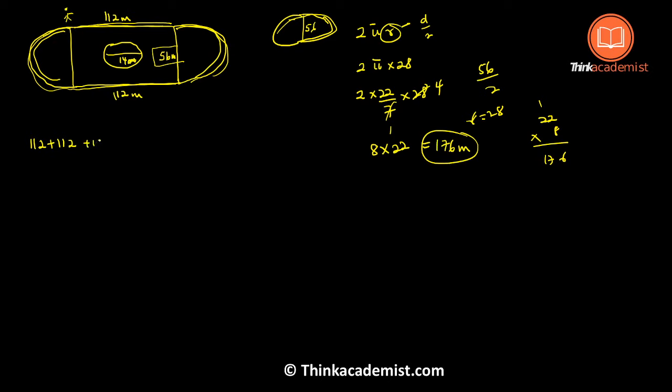176. So we'll just add 176 here. And then when we do our calculation, we'll get 400 meters. Now, don't forget the unit. The unit is very important. Now, the 400 meters represents the distance around the field.